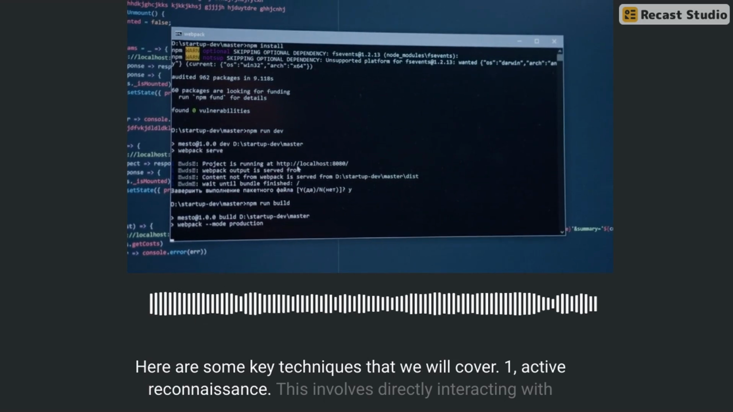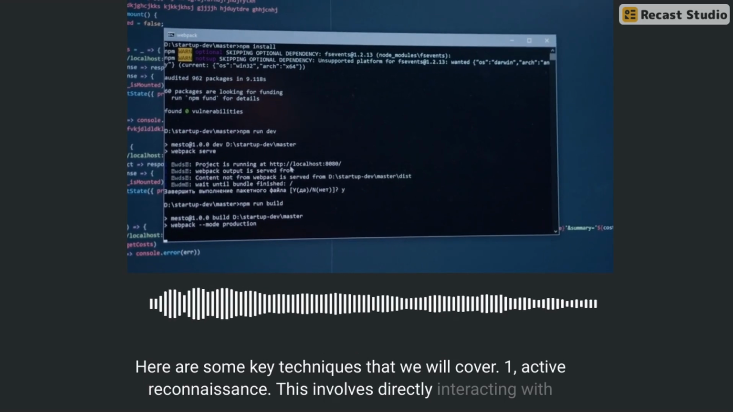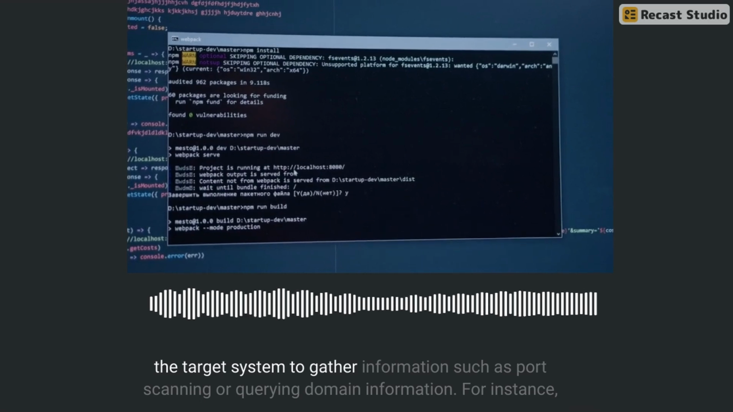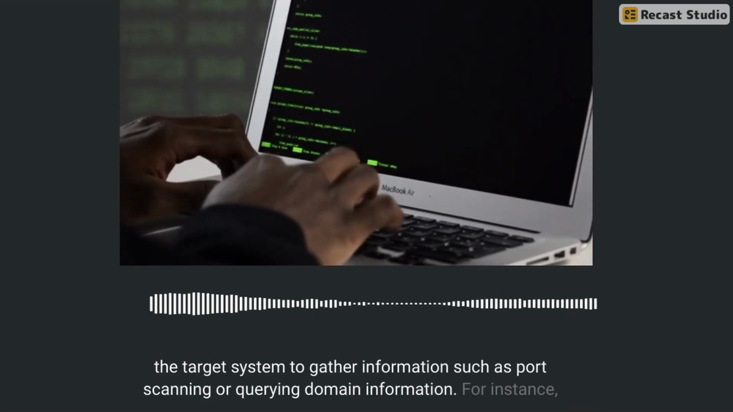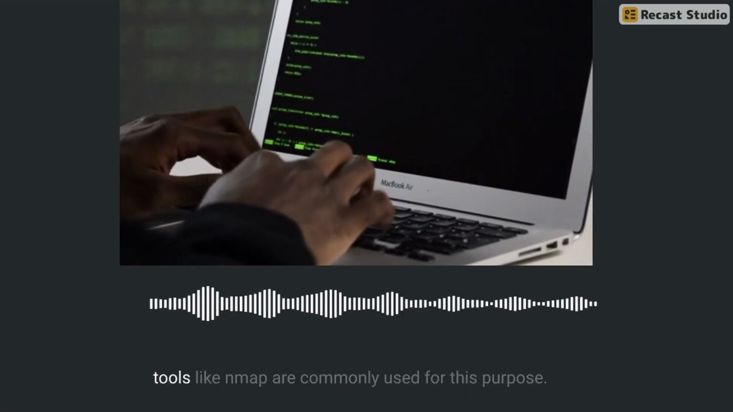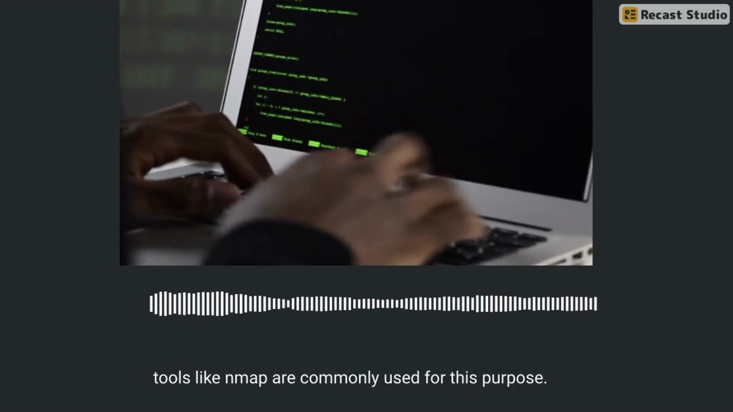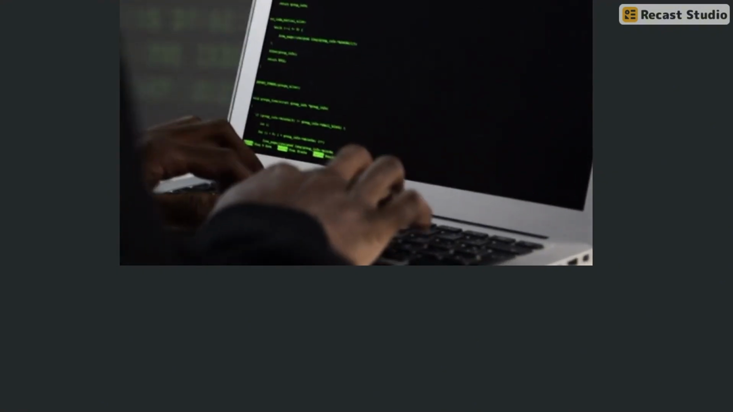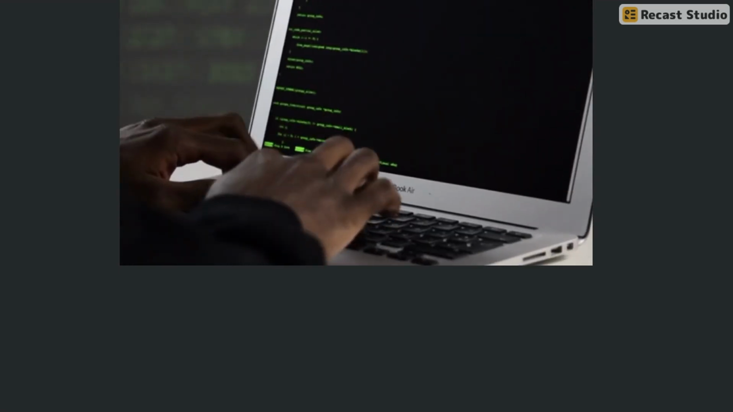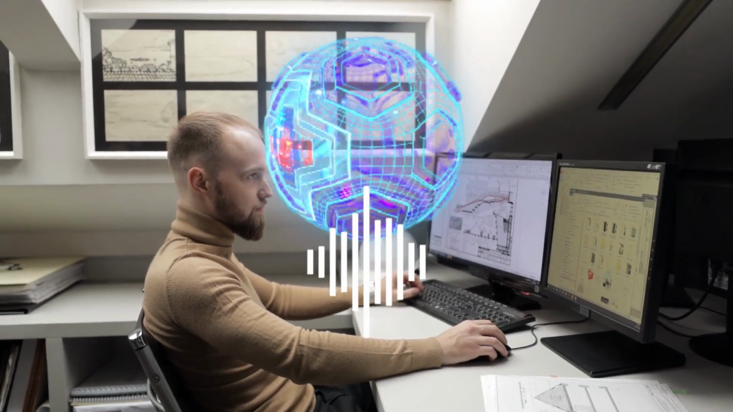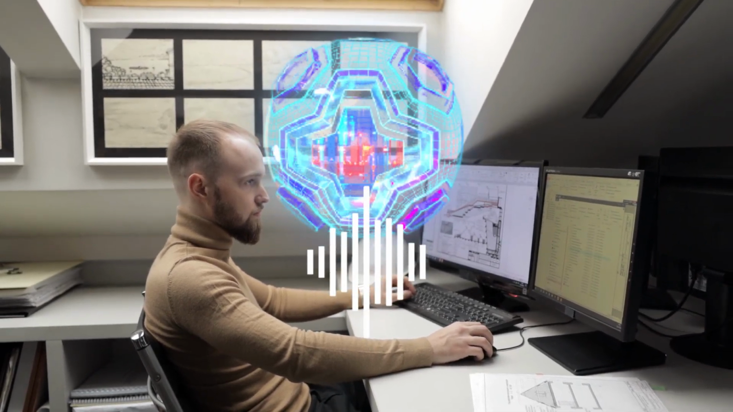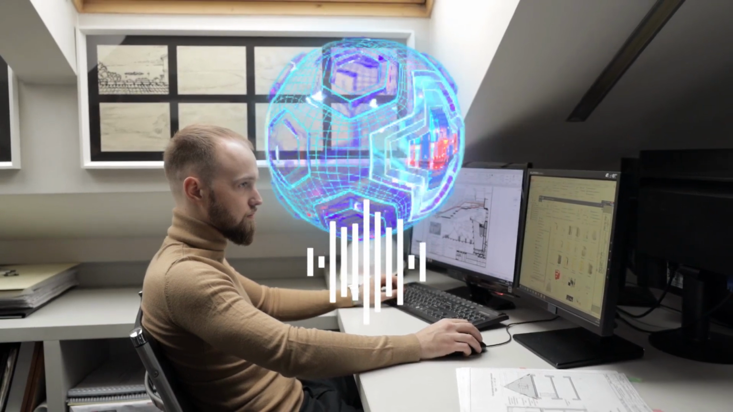1. Active reconnaissance. This involves directly interacting with the target system to gather information, such as port scanning or querying domain information. For instance, tools like Nmap are commonly used for this purpose. 2. Passive reconnaissance. In contrast, this technique entails gathering information without direct interaction. Attackers might analyze publicly available data, such as social media profiles or websites, to build a picture of the target.